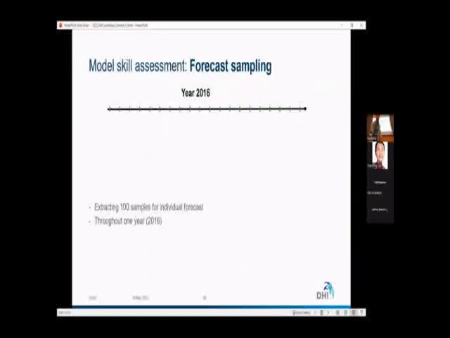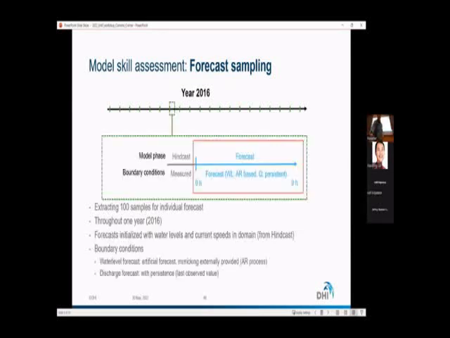So how do we assess the model skill right now? We just sample from one year and do predictions. We extract 100 samples throughout the year 2016 and then let the model run. So we initialize the forecast, where we are mainly interested in, with the hindcast where we still have access to all the measured values. And for the forecast, we forecast the water level boundary conditions with an autoregressive process, which mimics the externally provided data we are actually getting. We haven't used the externally provided data, but we mimic its accuracy with an autoregressive model. And the Q, the discharge, is persistent as in the operational model.